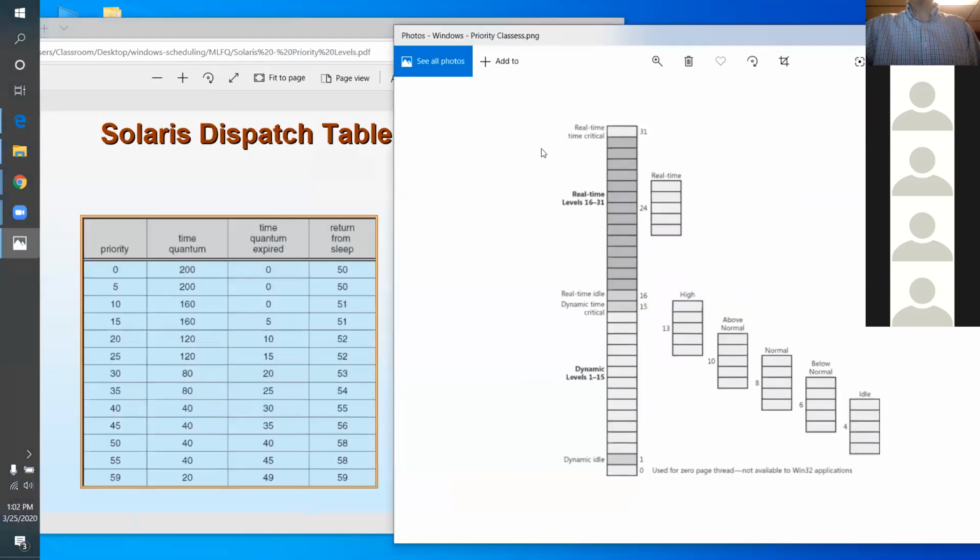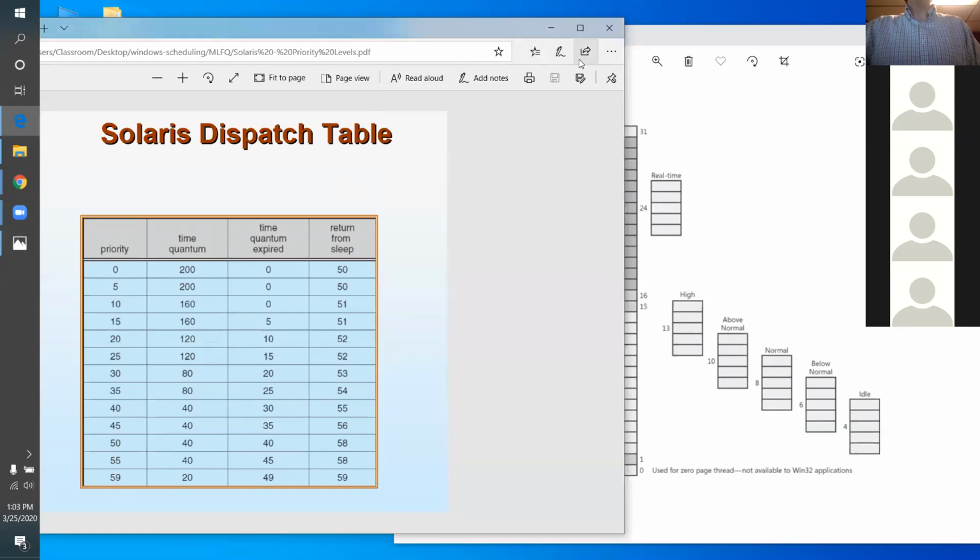Both pictures treat lower number as higher priority, but this picture puts the higher priority at the top. This picture puts the higher priority at the bottom. No, I'm sorry, I said it wrong. They use lower numbers for lower priority, higher numbers for higher priority. This one puts low priority at the top of the picture. This one puts lower priority at the bottom of the picture. So here, low priorities down here, high priorities up here. Here, low priorities up here, high priorities down here. But they both do use low numbers to mean low priority.